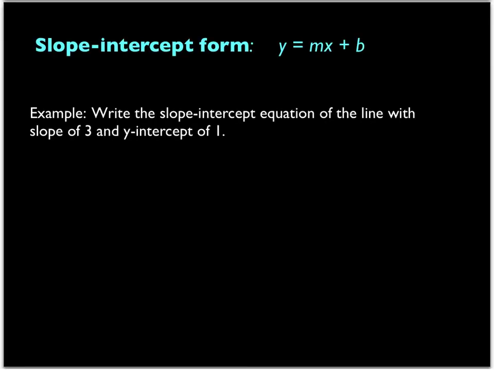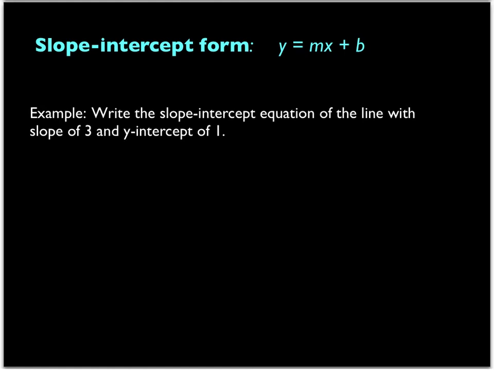Alright, now here's the meat and potatoes of this particular lesson, the slope-intercept form. You've seen this before. y equals mx plus b. Hugely important, where m is the slope and b is the y-intercept. y and x, those are parts of the equation that need to be in there.